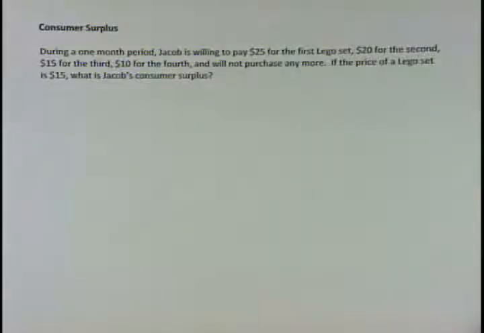We have another way that we could calculate consumer surplus. If we have an individual who we have information about what they're willing to pay, let's look at it in this way for our example.